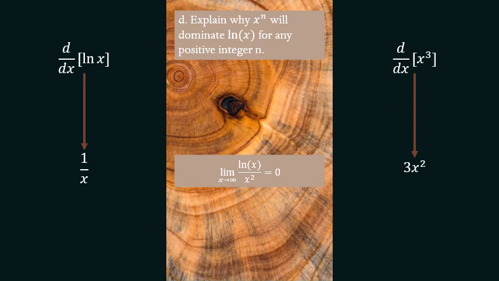Now, just to be clear, we could flip the denominator and the numerator, and the result would change from 0 to infinity. But the conclusion about which one is dominating which would stay the same. It's always going to be the x to the n function.